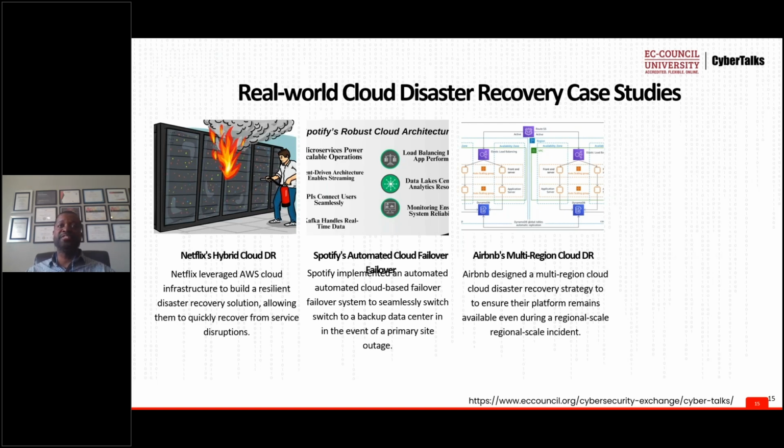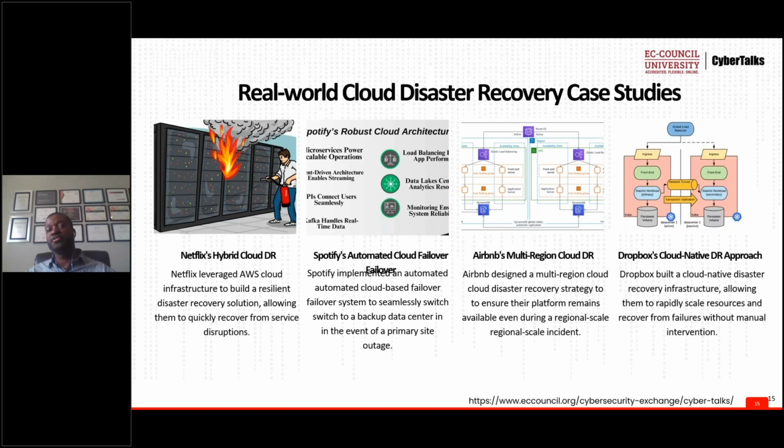And Dropbox embraced a cloud-native approach. Now, their solution eliminates the need for manual recovery altogether. By building in replication and automating scaling, they're able to recover quickly and scale up during spikes or outages without any human intervention. Each of these companies shows that with the right strategy, whether hybrid, automated, multi-region, or fully cloud-native, resilience isn't just possible, it's certainly scalable.